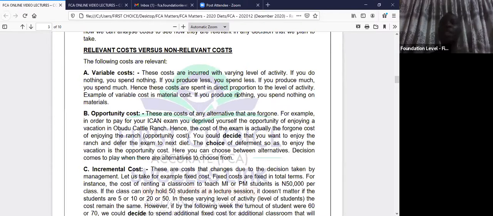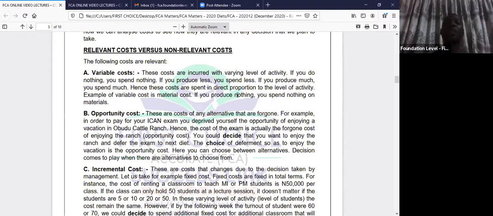So you will see it a lot in relevant cost analysis. The point here that makes it relevant is that you have an alternative. Any cost that makes you have an alternative is relevant because you can choose one, and by choosing one, you have forgone the closest rival. So that closest rival that you would have chosen, if you had not chosen the one that you have chosen, that is the opportunity cost.